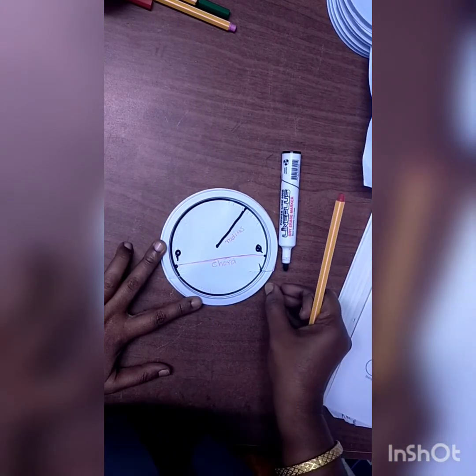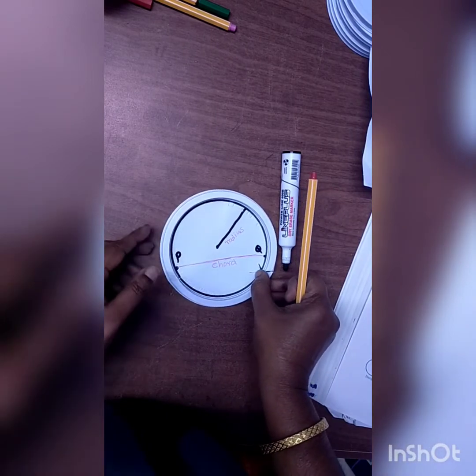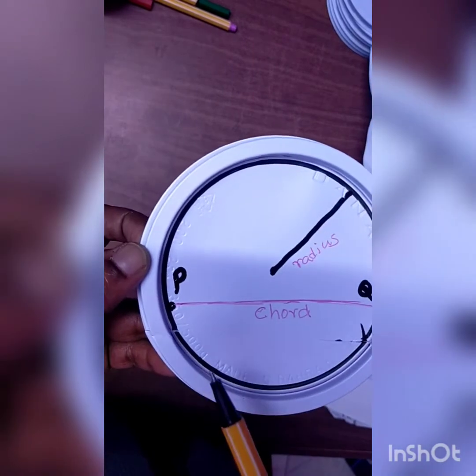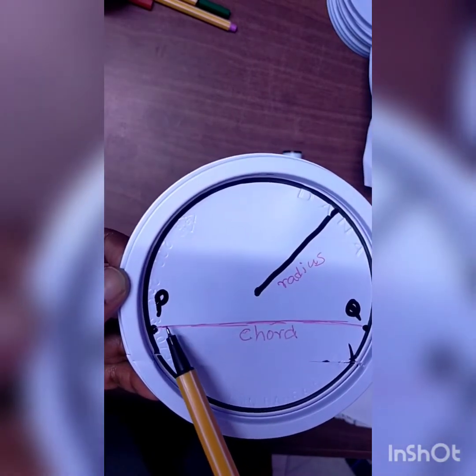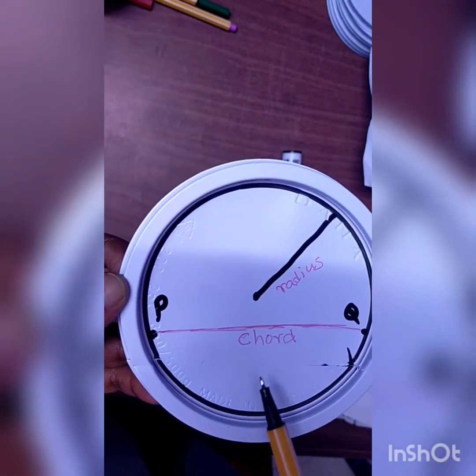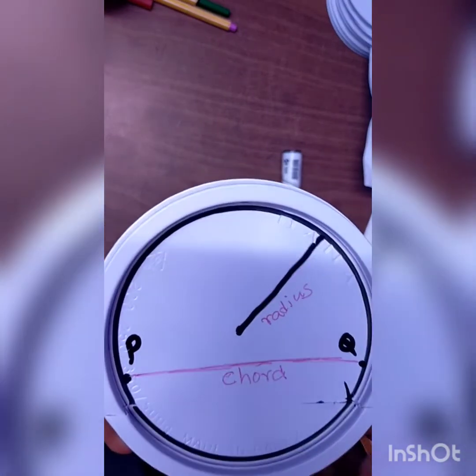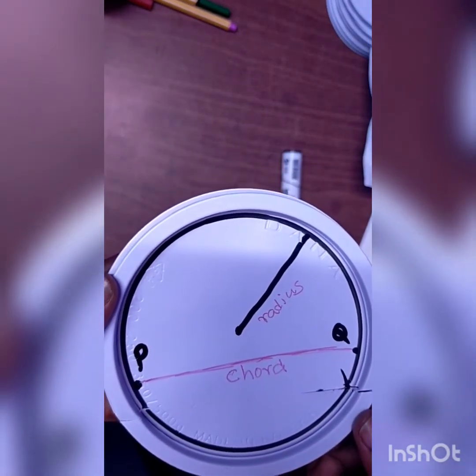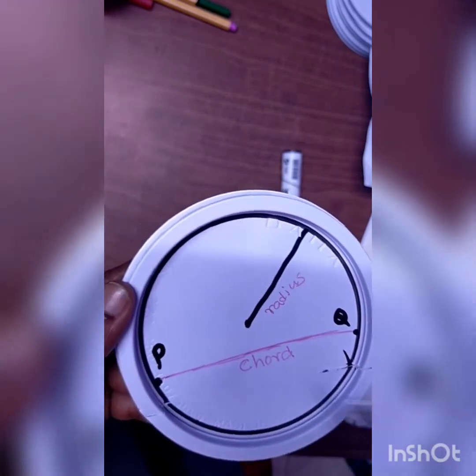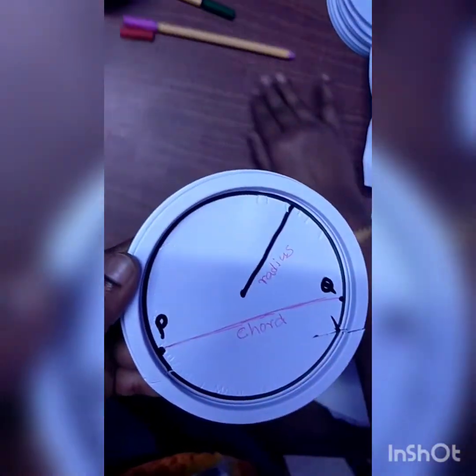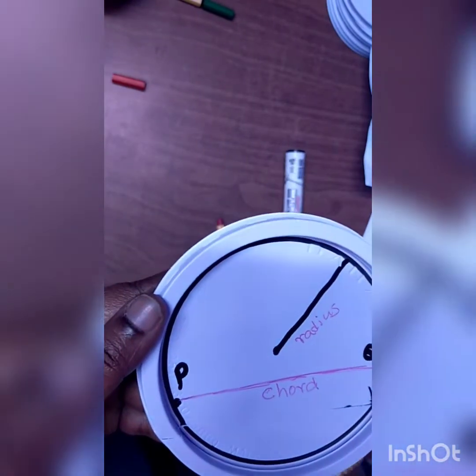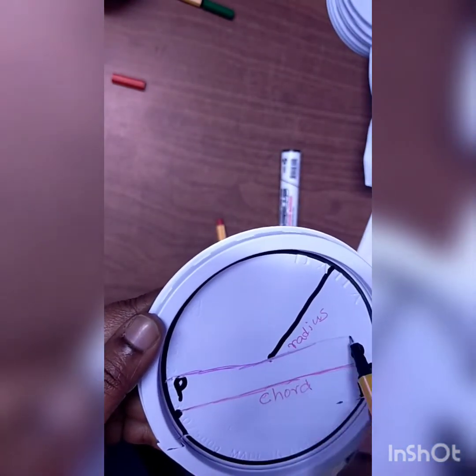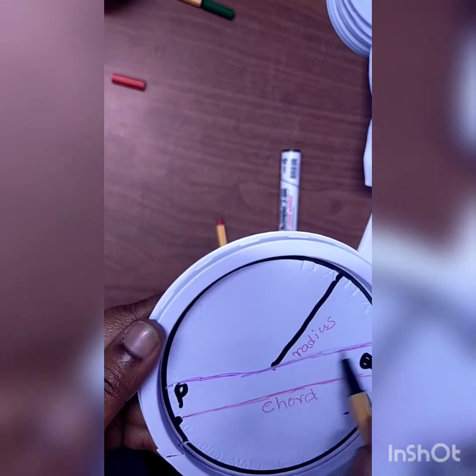So what is a chord? Any line joining the 2 points on the circle is known as a chord. So now children, can you tell me what is the biggest chord in a circle? Yes, it is the diameter. So diameter is the biggest chord in the circle. It will pass through the center of the circle.